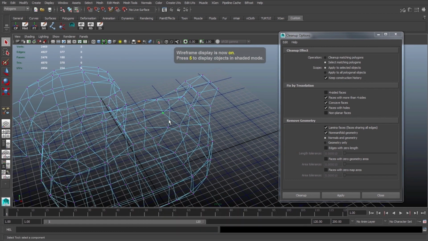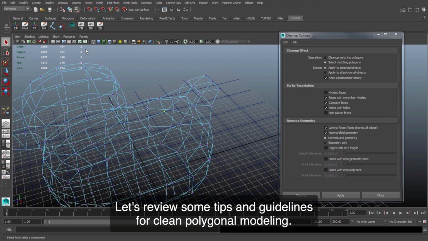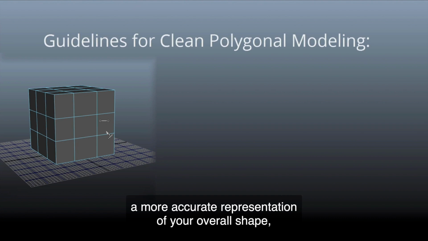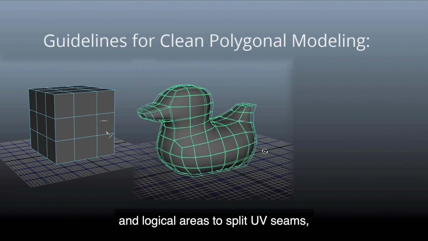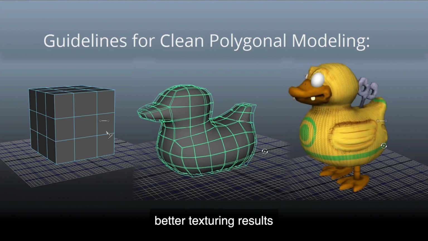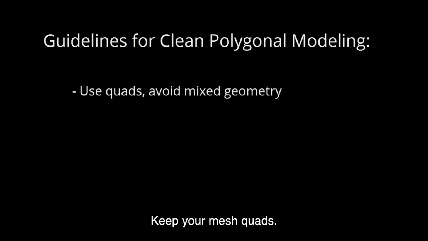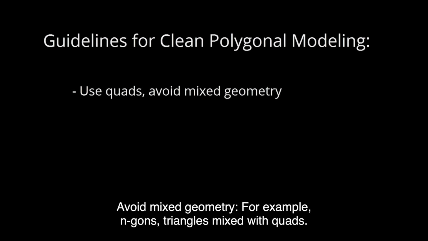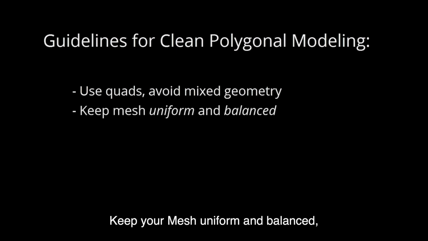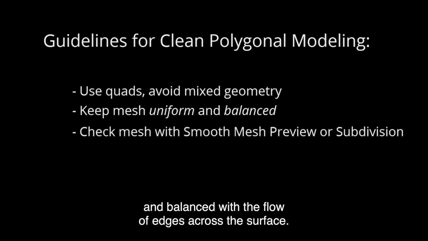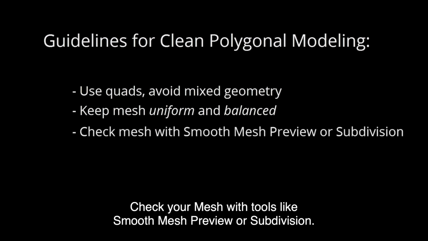Let's review some tips and guidelines for clean polygonal modeling. Following these principles allows for smooth and efficient subdivision for sculpting, a more accurate representation of your overall shape, and logical areas to split UV seams, better texturing results, for example less stretching, and enhanced and more natural deformation performance in animation. Keep your mesh quads. Avoid mixed geometry, for example n-gons, triangles mixed with quads. Keep your mesh uniform and balanced, uniform in the size and spacing of polygons, and balanced with the flow of edges across the surface. Check your mesh with tools like Smooth Mesh Preview or Subdivision.